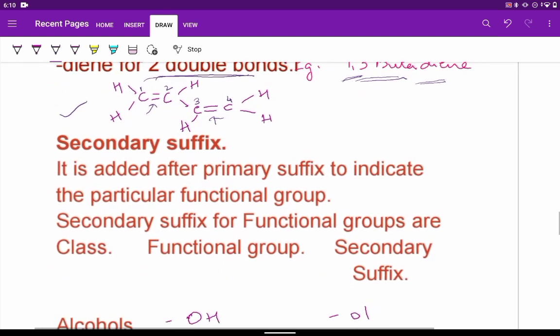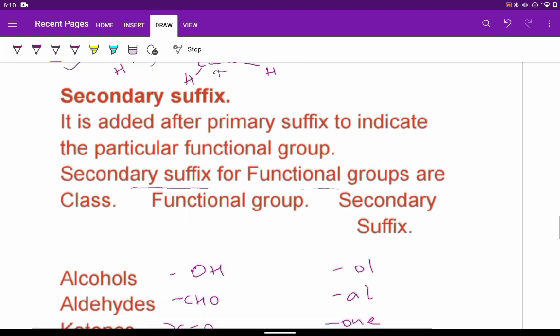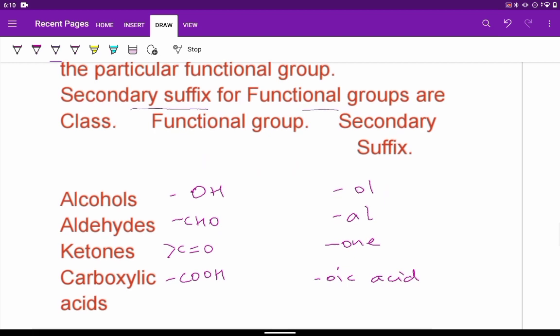Now we come to the secondary suffix. The secondary suffix is added after the primary suffix so that it can indicate the particular functional group. As we have heard about compounds like alcohols, aldehydes, ketones, they have a particular functional group. So we have a list of secondary suffixes for the functional groups. For example, we will have a look at the class of compounds, their functional groups and the secondary suffix associated with each. If it is an alcohol, the functional group is OH, and the suffix will be OL.